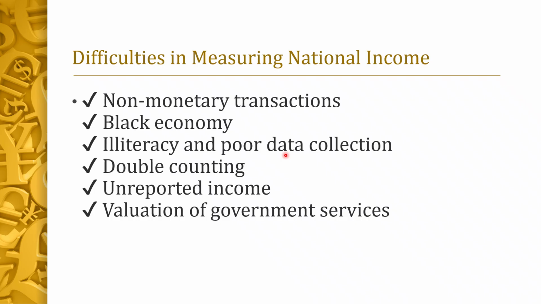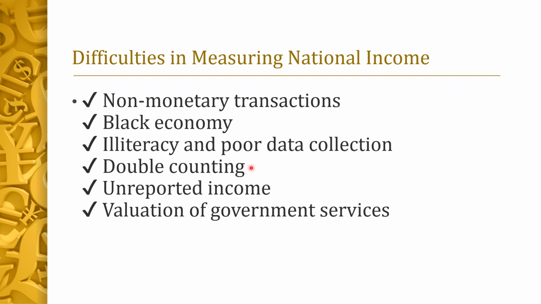The third problem is difficulty in valuing the services. Valuation of government services. Many services have no clear market price or are difficult to value. For example, homemaker services, there is no charge for it. Voluntary work, parenting, caregiving, government services like police, fire brigade, judiciary, or maybe unpaid family labor. These services contribute significantly to the welfare, but they cannot be accurately measured in monetary terms.